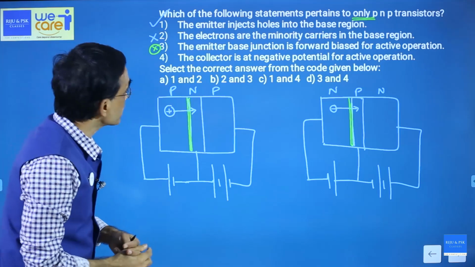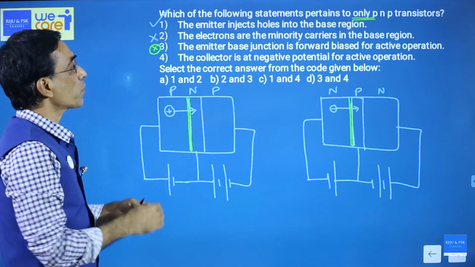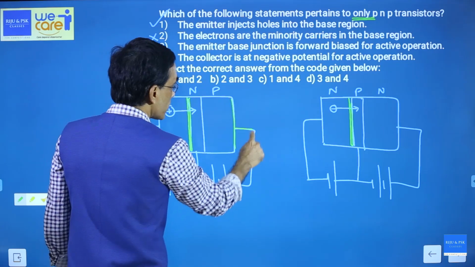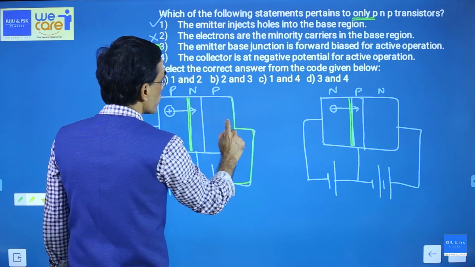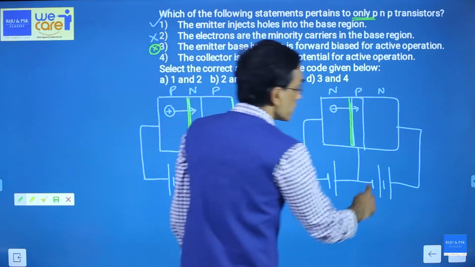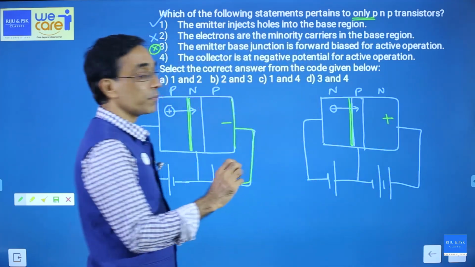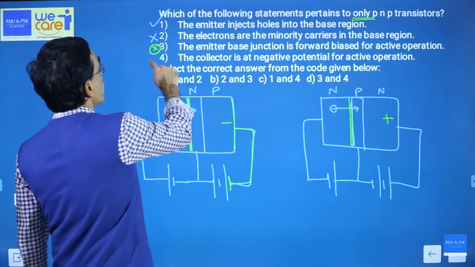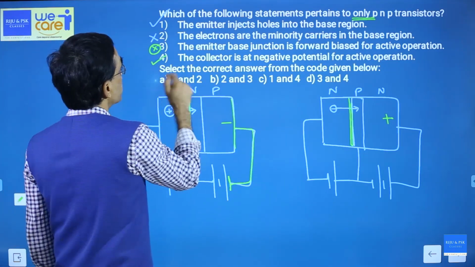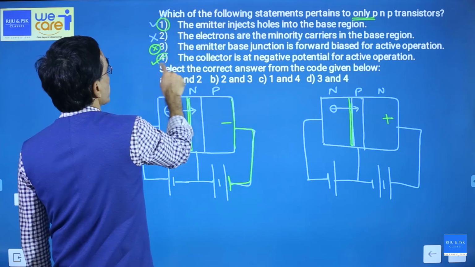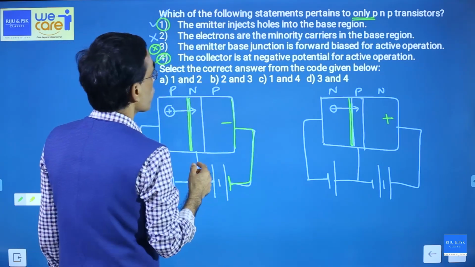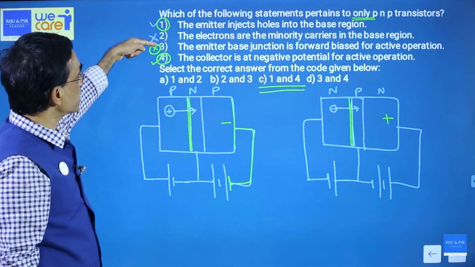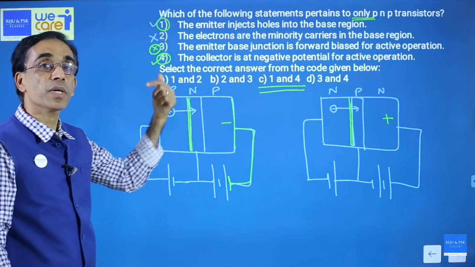The collector is at a negative potential for active operation. You can see this is the collector. Collector at a negative potential means the collector is connected to negative. So this is at a negative potential, whereas in NPN the collector is at a positive potential. So that statement is applicable only for PNP, not for NPN. The fourth one is again correct. So for PNP, which are correct? 1 is correct and 4 is correct. Is there an option like that? Yes, 1 and 4. That is our right option. But understand that option 3 is correct for both NPN and PNP.